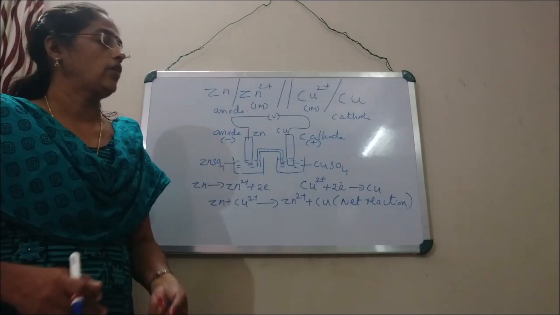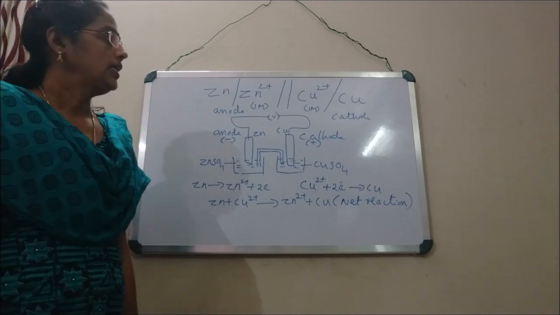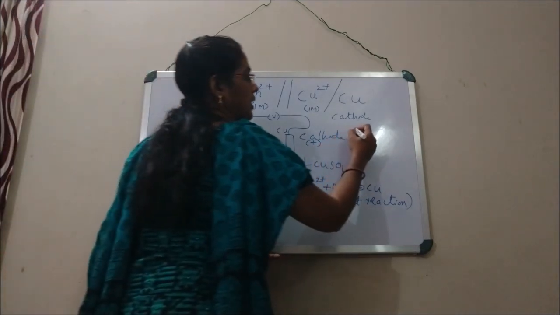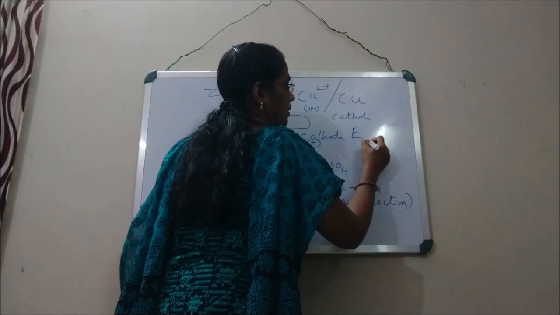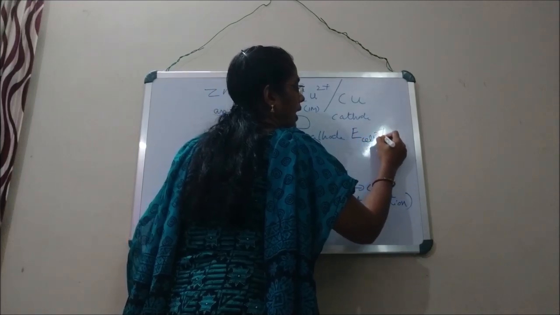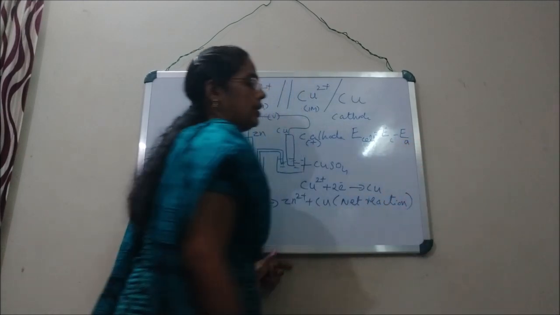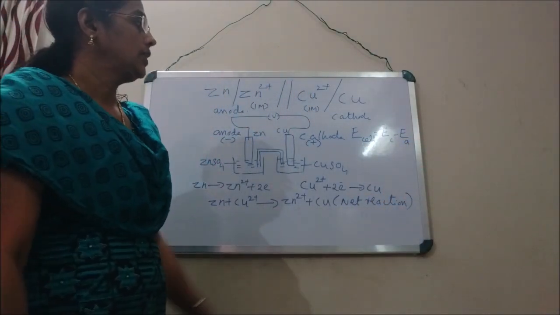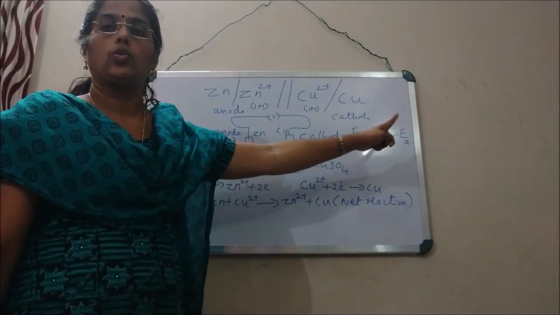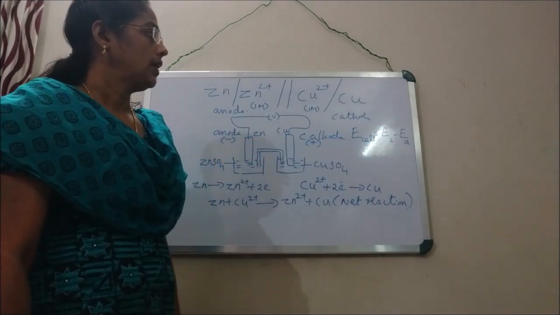So how can we represent the cell potential? Cell potential E cell equal to E cathode minus E anode. Cell potential means E cell equal to E cathode minus E anode.